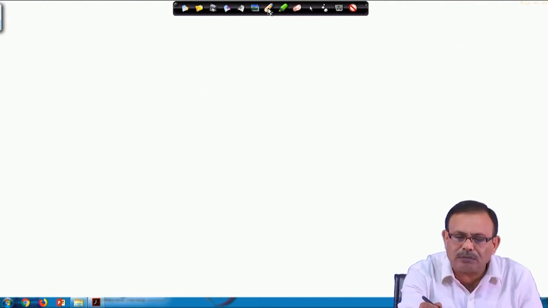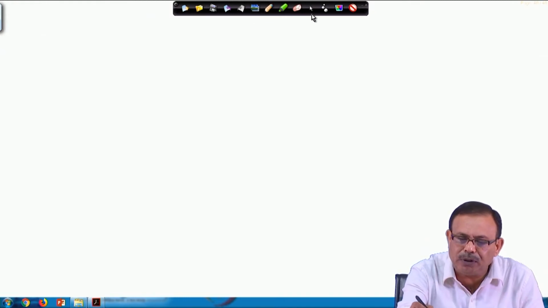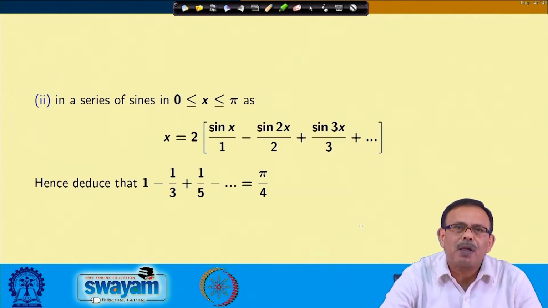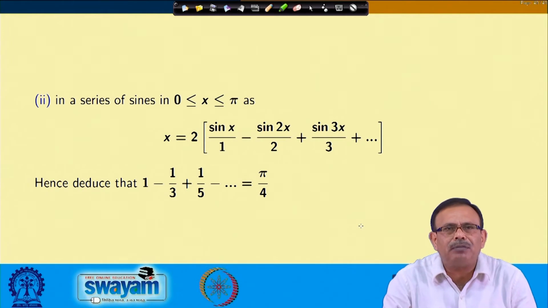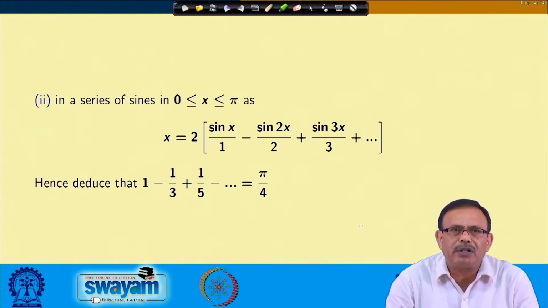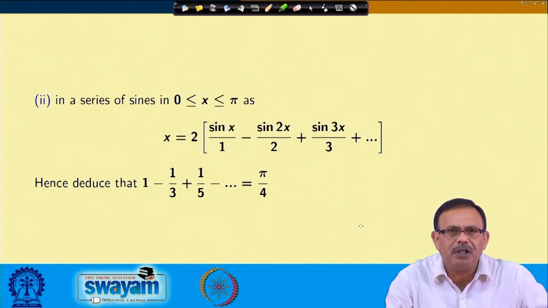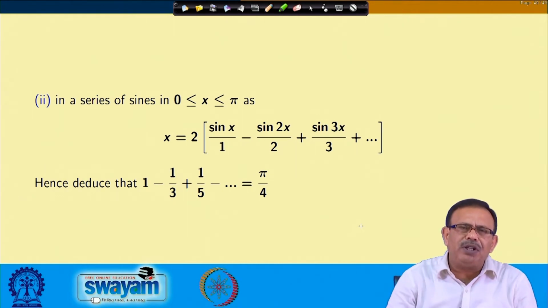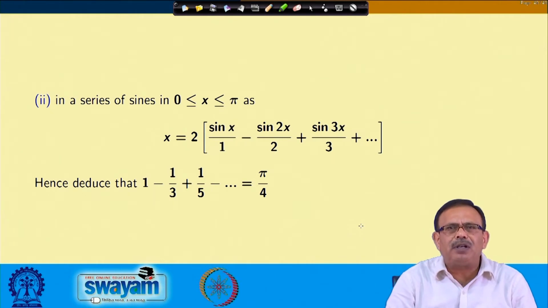And of course, one more thing on the same problem we will do. Let me show the example first. This is the first part we will show, and in the second part, for the same problem, we want f(x) equals x to be expanded as a series of sine in 0 to pi, and then we want to deduce the value of the series 1 minus 1/3 plus 1 by 5 and so on, whose value will be equal to pi by 4. So, you see, the same function we want to express as a sine series and as a cosine series, and from there we will get different series.